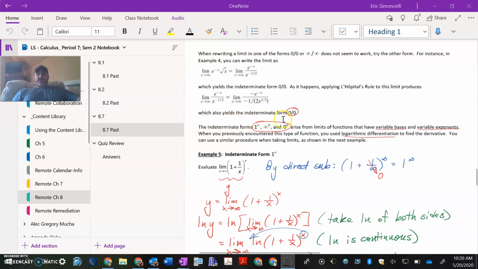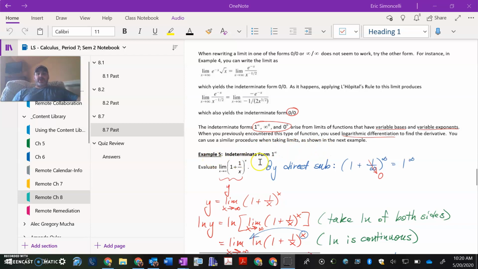And yes, the indeterminate form 0 over 0 is another version that we're shooting for. The indeterminate forms 1 to the infinity, infinity to the 0, and 0 to the 0 arise from limits of functions that have variable bases and variable exponents. When you previously encountered this type of function, you used logarithmic differentiation to find the derivative. You can use a similar procedure when taking limits, as shown in the next example.